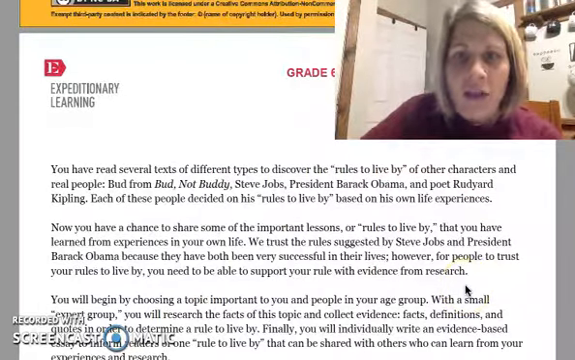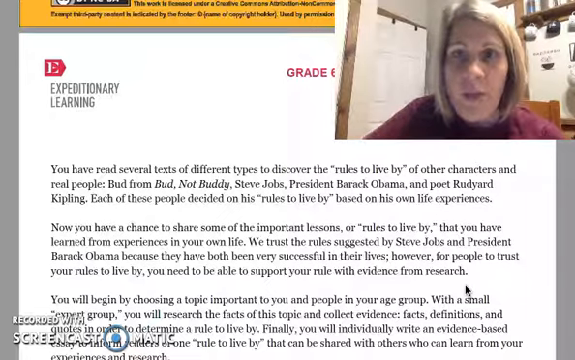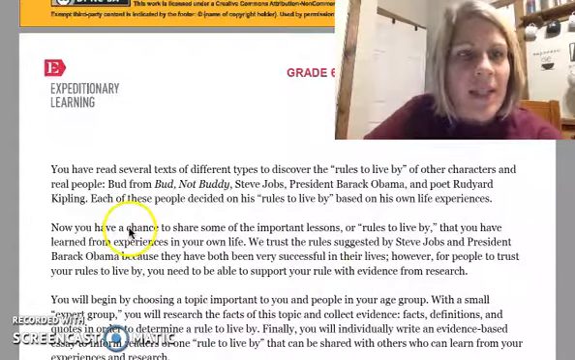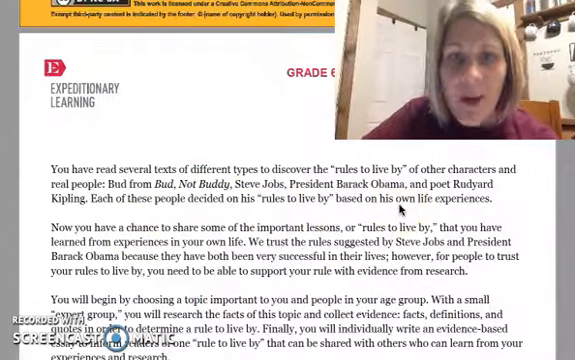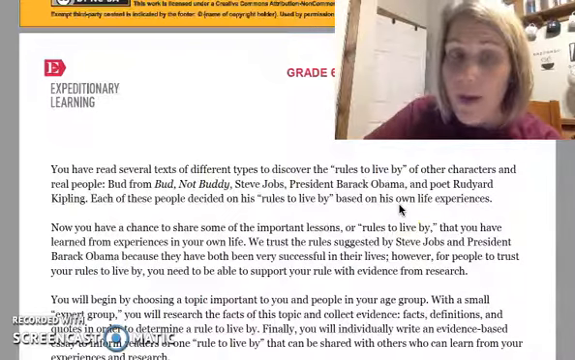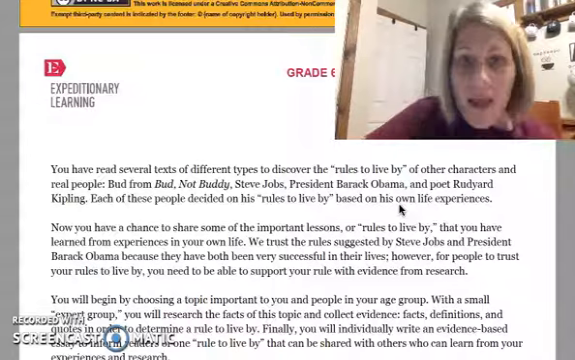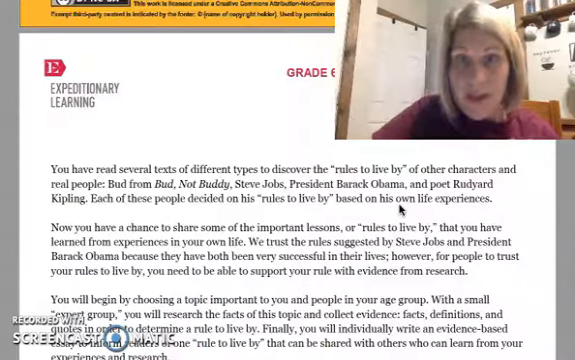Here is your actual next assignment that you're going to be working on. And this is the last assignment that is in Unit 2. After this unit, we'll be starting a new novel and moving on to something totally different. So it says, you have read several texts of different types to discover the rules to live by of other characters or real people. We've read Bud, Not Buddy, we've read Steve Jobs, we've read the poem If. Okay, and from all of those, you've seen their rules.